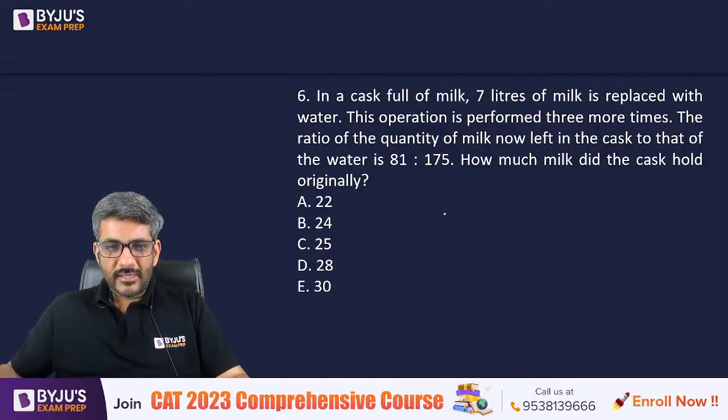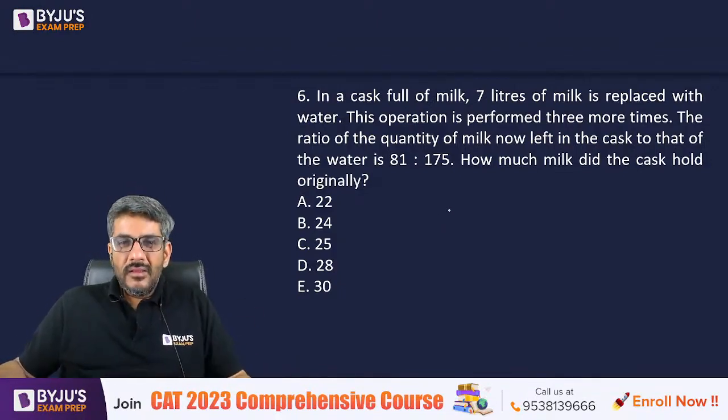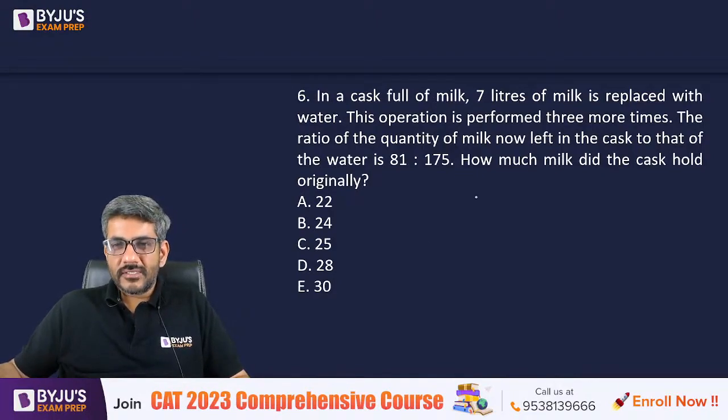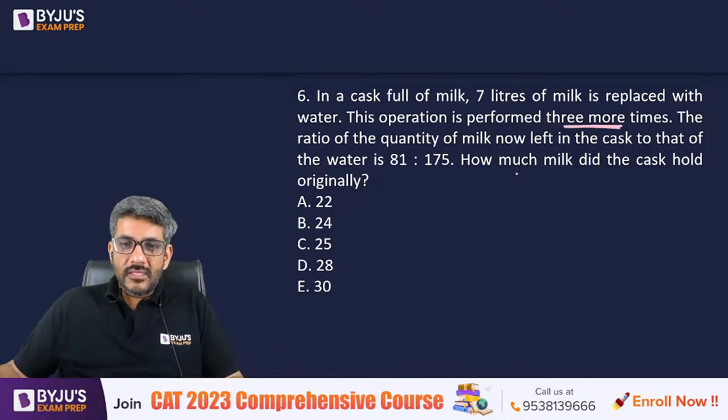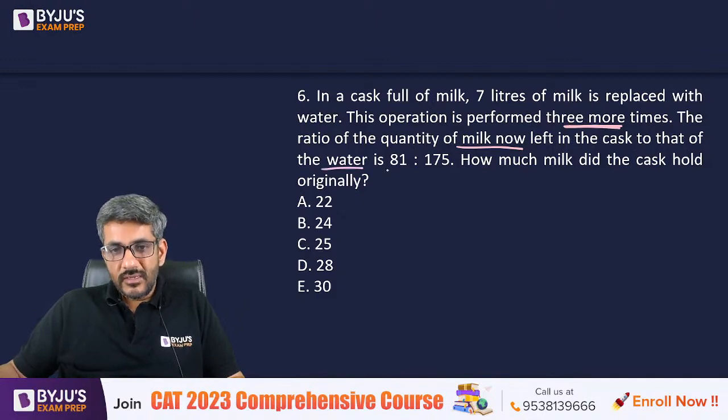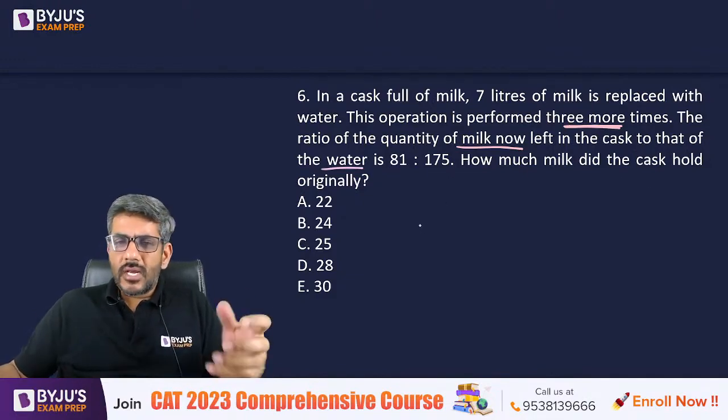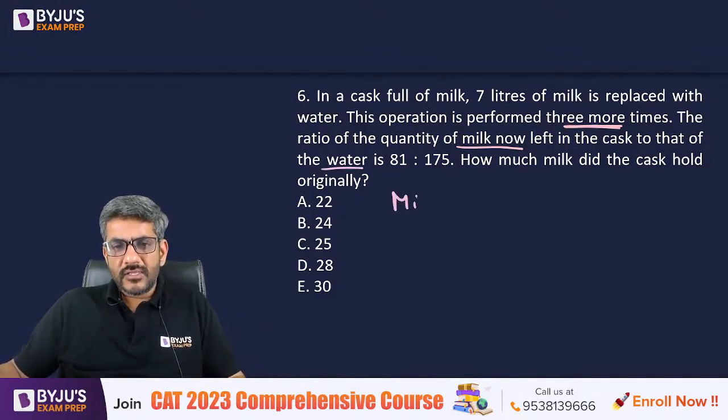चलिए, let's start doing it then. करना शुरू करते हैं. In a cask full of milk, 7 liters of milk is replaced with water. This operation is performed 3 more times. That means a total of 4 times. The ratio of quantity of milk now left in the cask to that of water is this. How much milk was there? So I am sure that all of you know the formula for this.